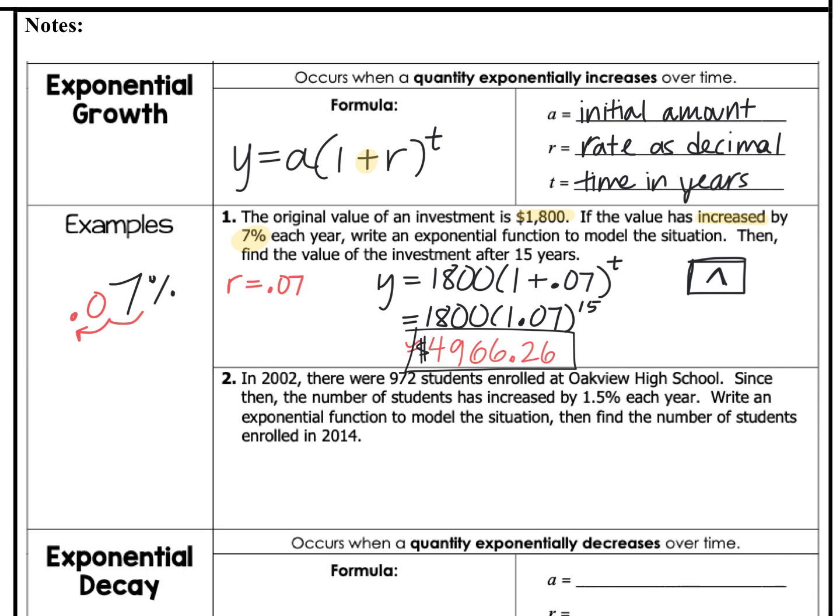Okay, let's look at the next one, please. In 2002, there were 972 students enrolled at Oakview High School before you were born. Since then, the number of students has increased by 1.5% each year. Write an exponential function to model this. Find the number of students in 2014.